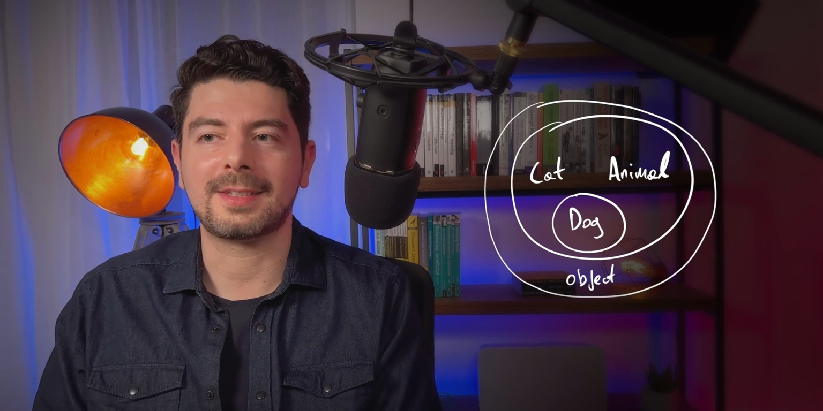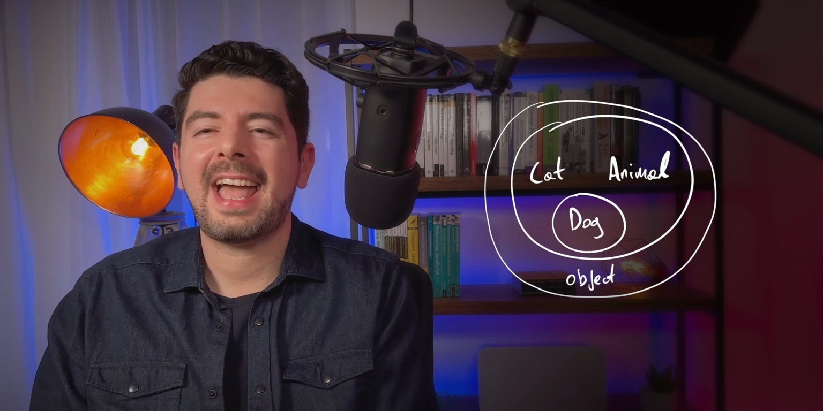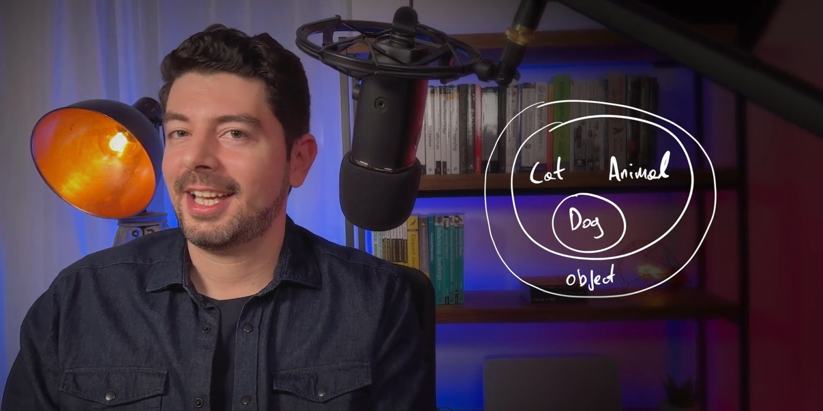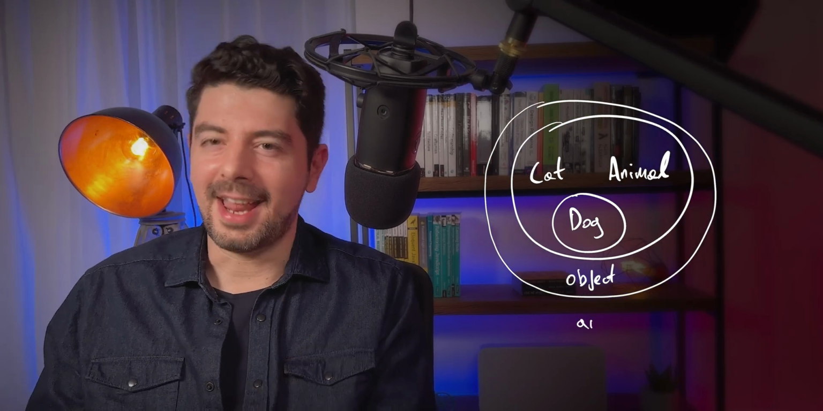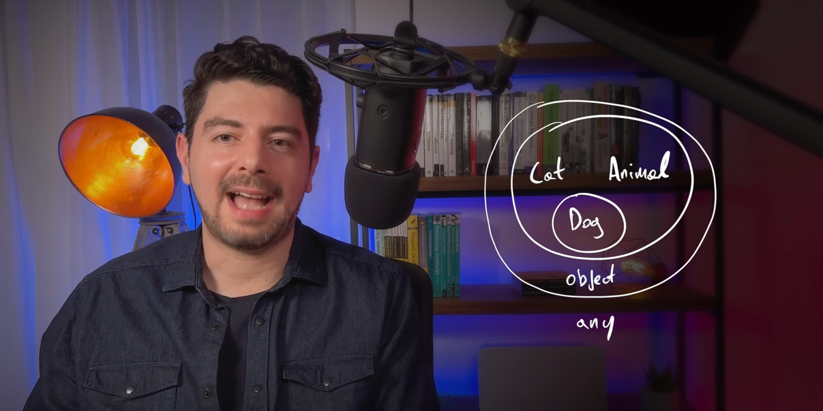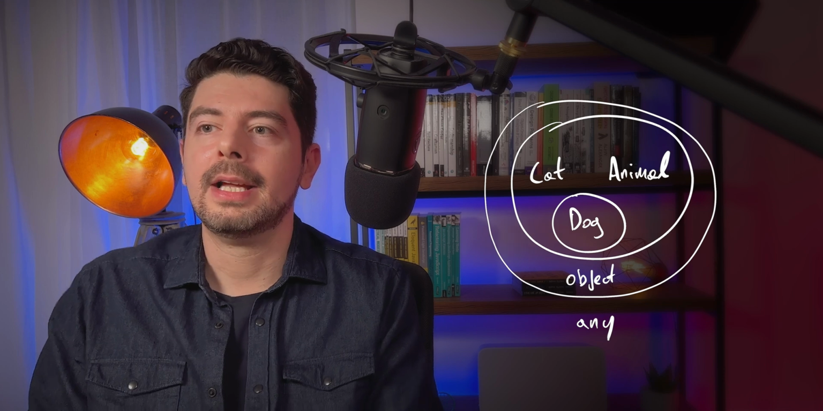So we can basically place the object circle here as a top type. Can you think of any other higher level type of TypeScript? Any other type? Okay, yes, it's any. So this is the parent of all types in TypeScript. So now you have it. Let's recap what we have here.